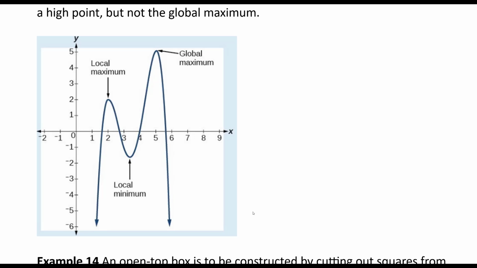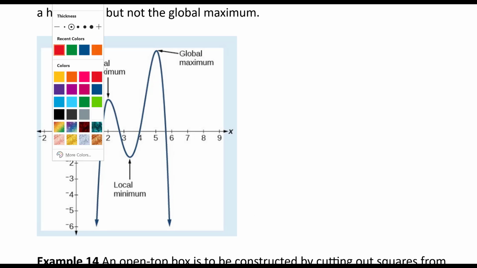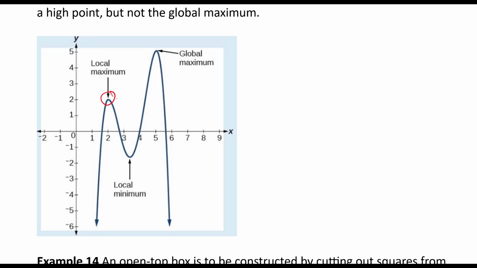So in this figure here, we see a local maximum. Okay. We see this local maximum here, but the global maximum is over there. That's the highest of everything. This is a local minimum. There's no global min because it goes down forever.